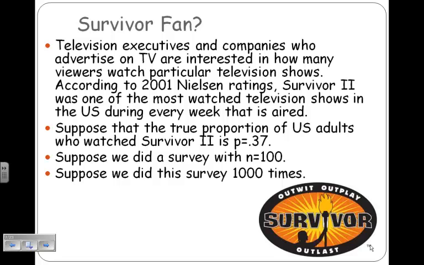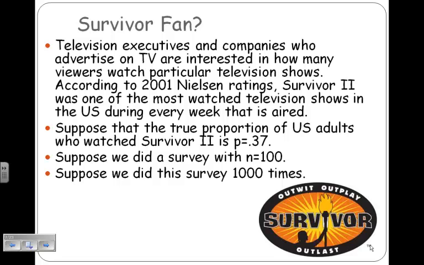Suppose that the true proportion of U.S. adults who watched Survivor that year was 37%. Now remember, we can't possibly know that. That's a true proportion. That's a parameter. We can estimate it, but we can't possibly know it. We know it exists. We know that number's out there. We just don't know what it is. Okay, but let's just pretend for the purposes of this example that the true proportion is 37%.